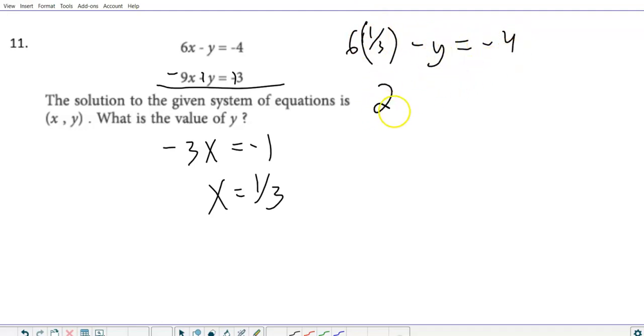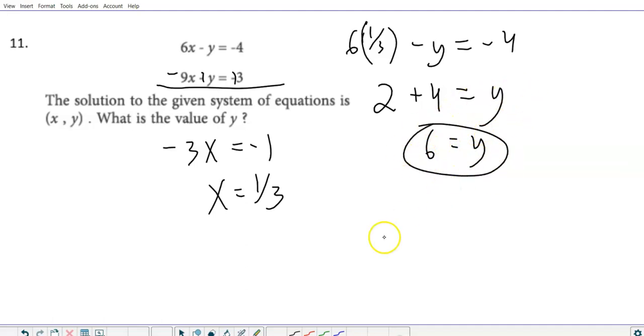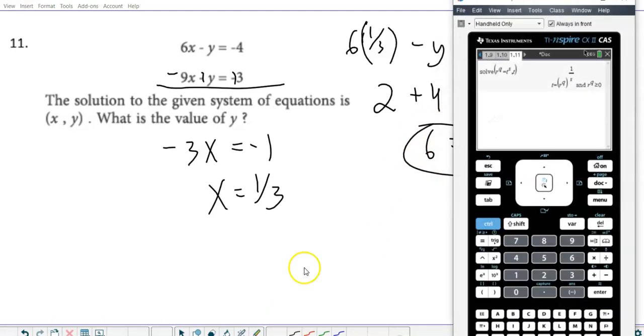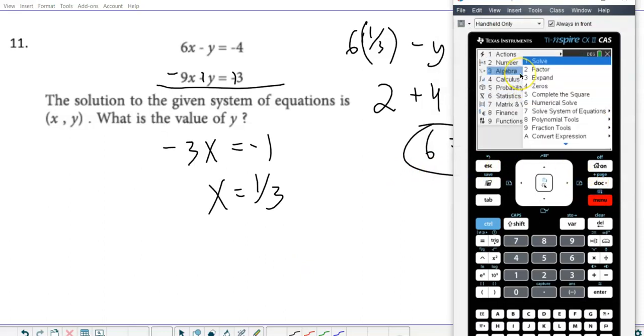So 6/3 is 2. I'm going to add the 4 over here and move the y over there. So I get 6 equals y. So I think I should get 6. Went kind of fast. Hopefully I did that right. Well, we'll find out. Okay, so you can use the solve systems command here in algebra.